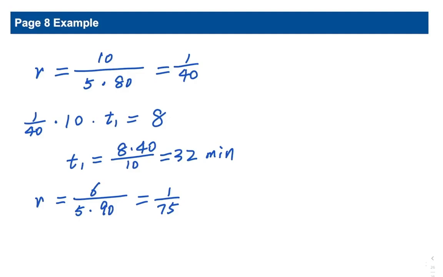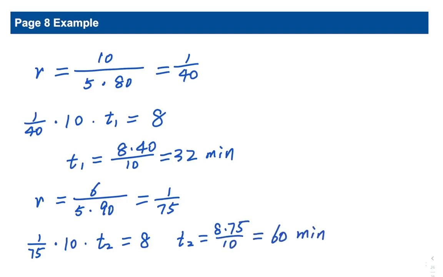Now we have 10 hoses, 8 large tanks. What is the amount of time needed? 1/75 times 10 hoses times T2 equals 8. So what is T2? T2 equals 8 times 75 divided by 10, 60 minutes. Altogether, it's going to be 32 minutes plus 60 minutes equals 92 minutes to complete all the jobs.